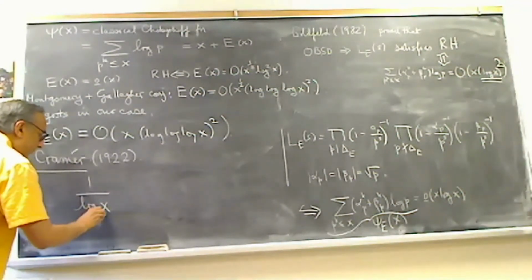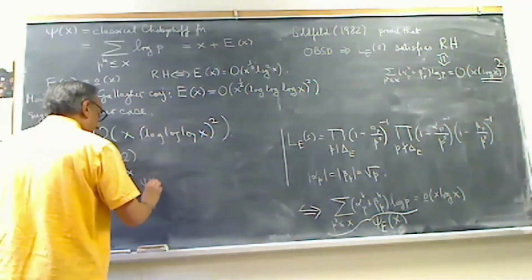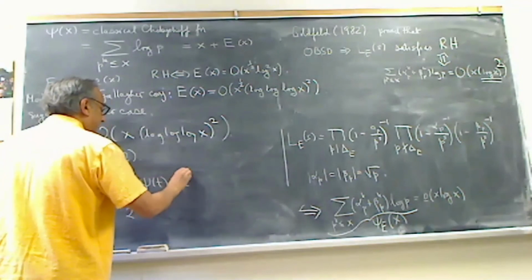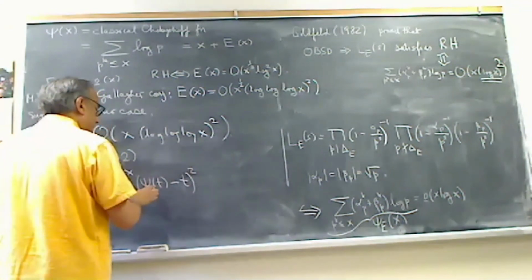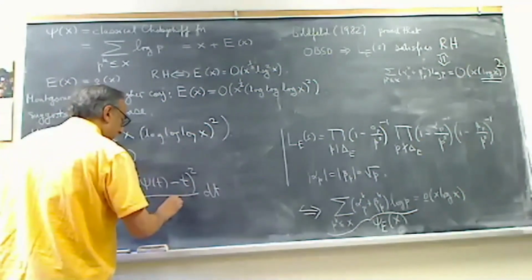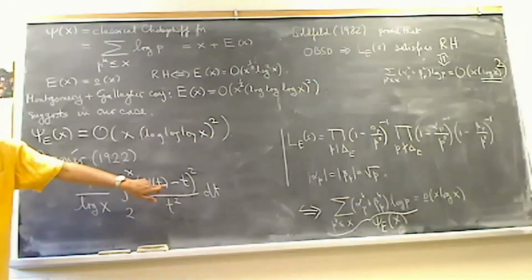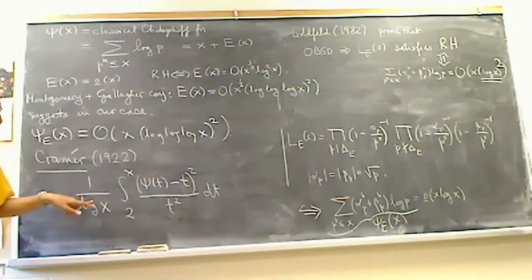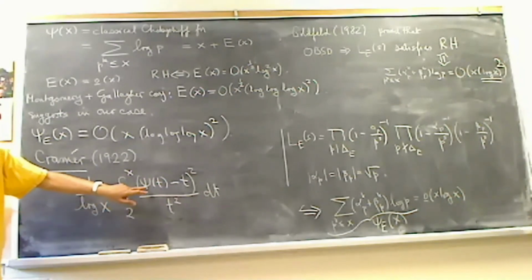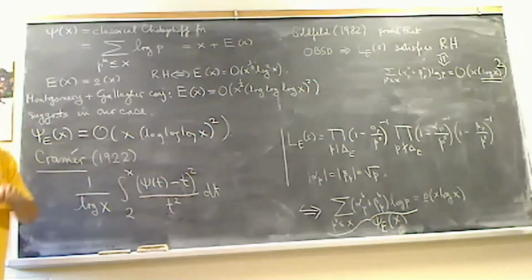What he proved was basically, if you take psi of t minus t, square it, and this is the quantity that he looked at: 1 over log x, integral from 2 to x, of (psi of t minus t) squared over t squared dt. Okay. What do you think this should be like?